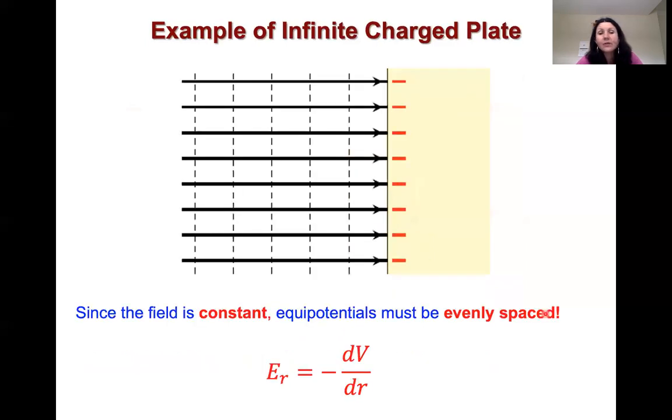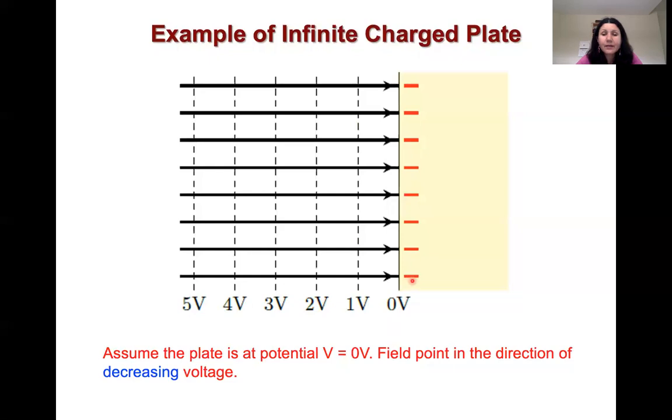From that, we can figure out our equipotential lines. I've already talked about this, but because the field is constant, the equipotential lines must be evenly spaced, because constant strength means constant rate of change. And because the field lines are pointing towards the right, the voltage has to be decreasing towards the right, or towards the negative plate. So if we start at 5, it has to decrease that way. We just happen to set the voltage to be 0 at the plate.